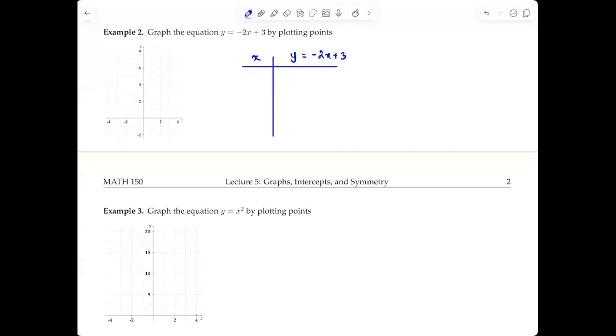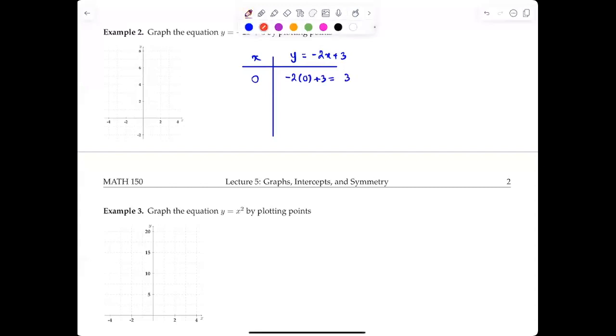So usually when you plot points for a line, you start with x equal to 0, x equal to plus and minus 1, x equal to plus and minus 2, things like that. So I'm going to start with 0. Right. So the y value is going to be negative 2 times 0 plus 3. So you get 3.